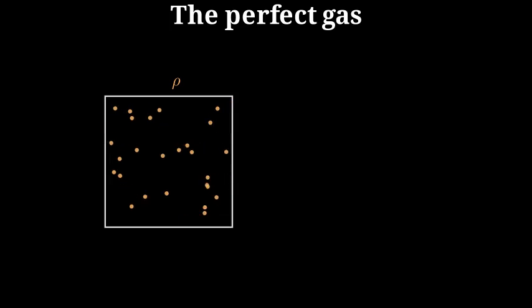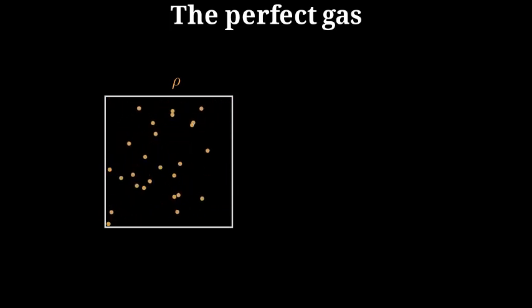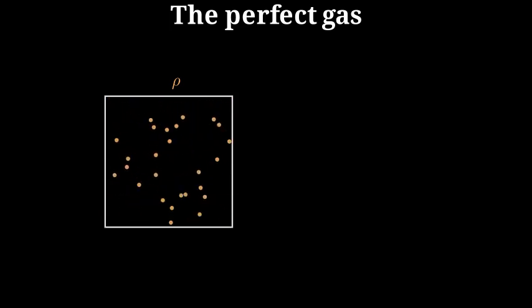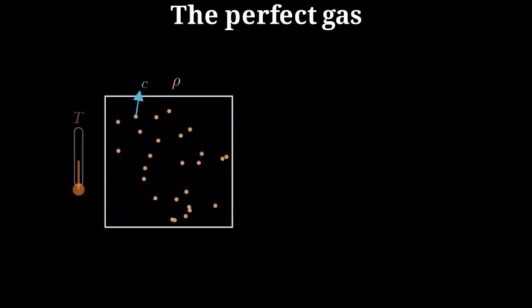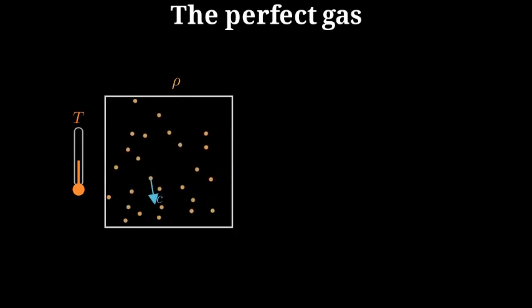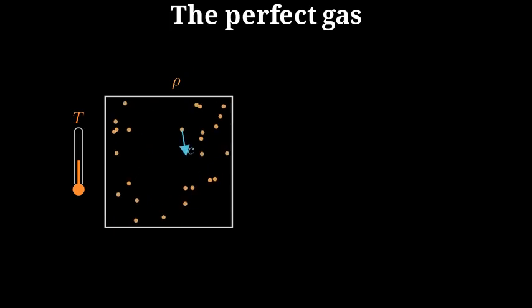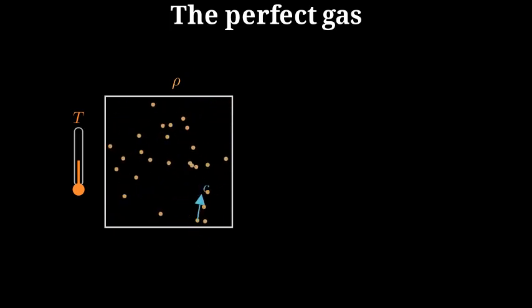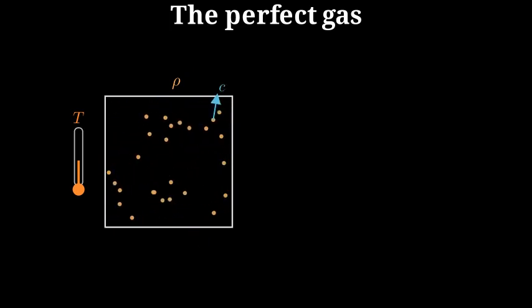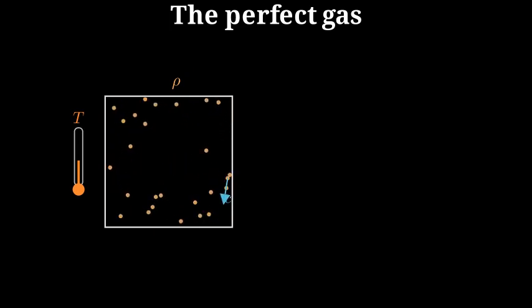First, how many are crammed in? Pack more in, and the gas is denser. That crowding is the density, call it rho, painted gold. Second, how fast they jitter. This blue arrow is one molecule's speed, c. The faster they fly on average, the hotter the gas. That jiggle speed is the temperature, T, in orange, on the thermometer.